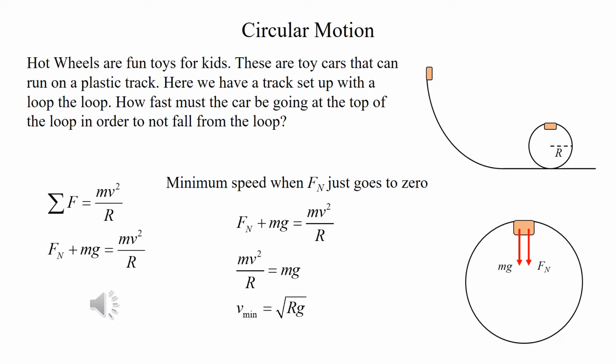Note, this is the same result that we got for swinging a ball in the vertical circle. At the top of the loop, the minimum speed had to be equal to the square root of the radius, but in that case we called it L, the length of the string, times g. So it's the same result we had before for the balls being swung in a vertical circle. So if the car goes slower than this speed, it will fall off the track before it reaches the top.